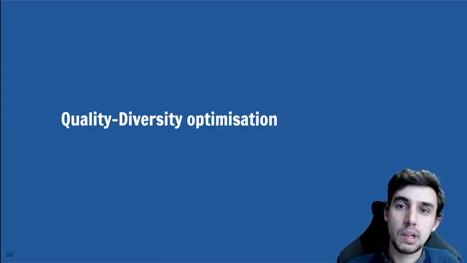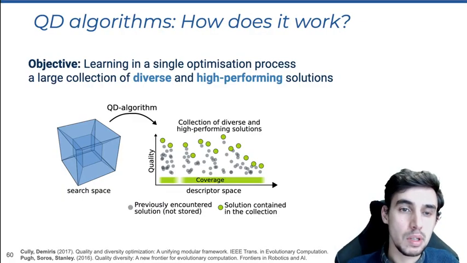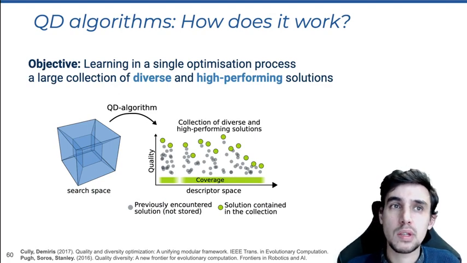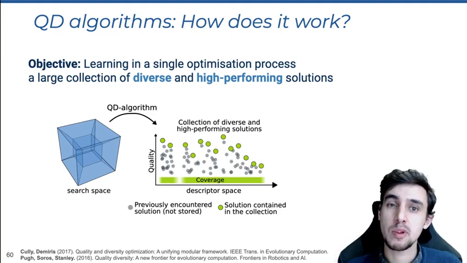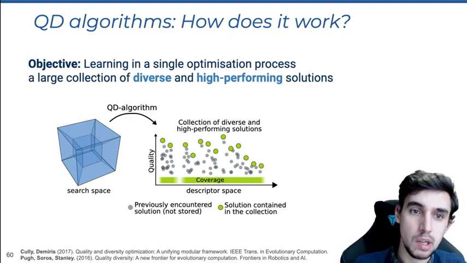The concept of quality diversity optimization is quite recent, introduced a couple of years ago. The objective is to optimize, in a single optimization process, a large collection of solutions that are both diverse and high performing. We usually use this schema to represent the objective.